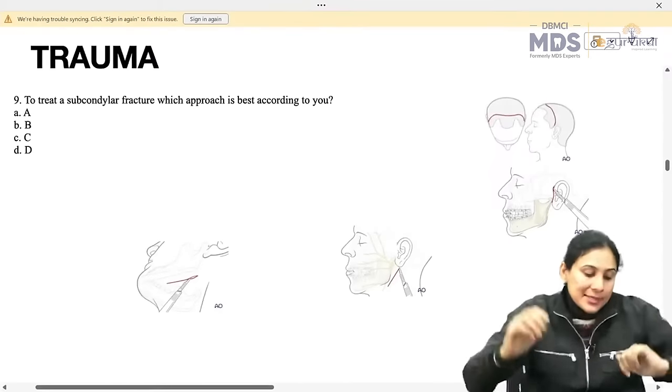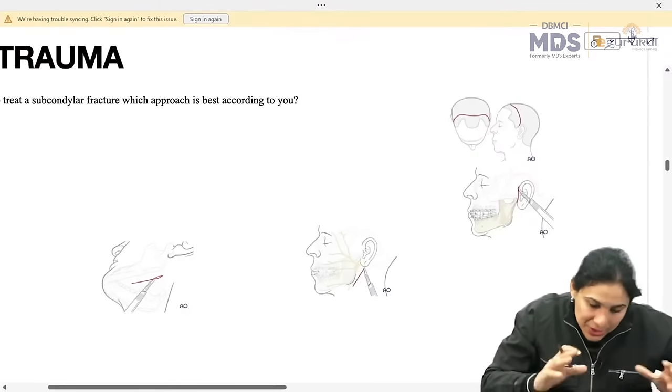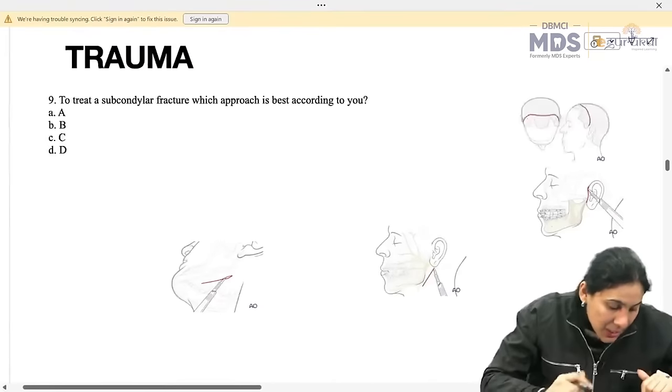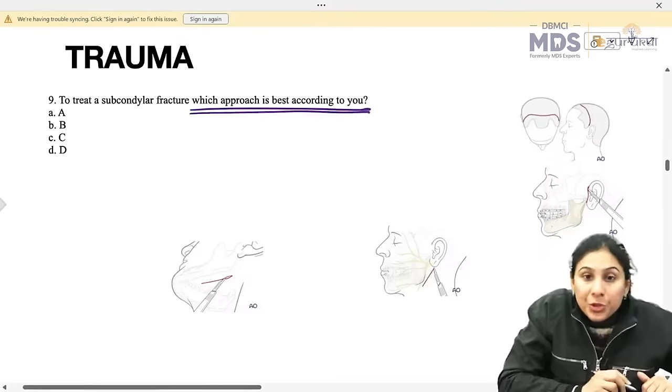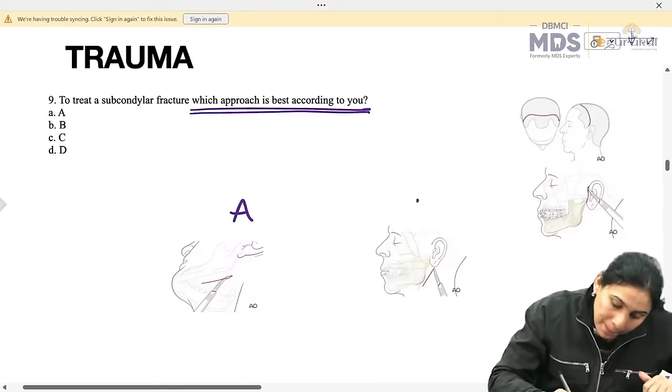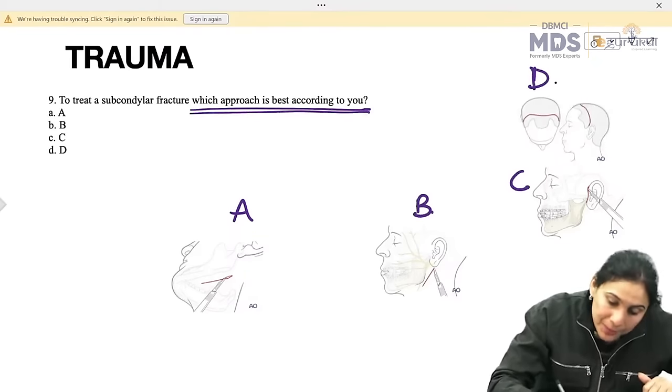To treat a subcondylar fracture. Come on, now all of you will answer this question. The images are slightly scattered here and there. To treat a subcondylar fracture, which approach is best according to you? A, B, C, and D.